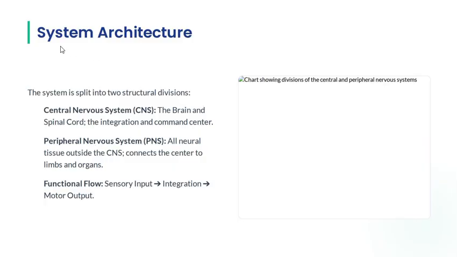So the nervous system is primarily split into two systems. The central nervous system, which includes the brain and spinal cord, acts like almost a command center. And then the peripheral nervous system is all the neural tissue around the central nervous system, and this actually connects the center to the limbs and organs.